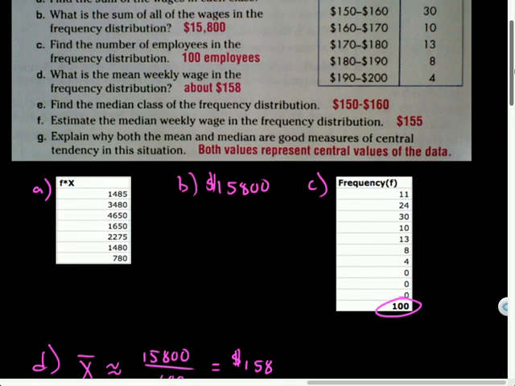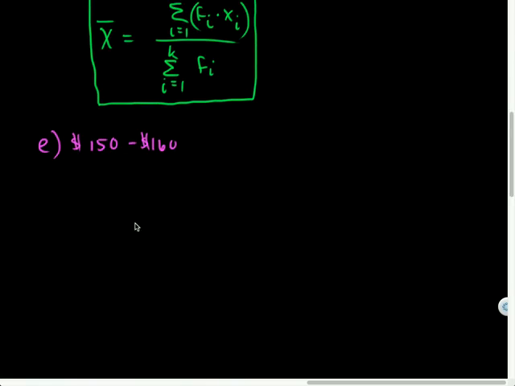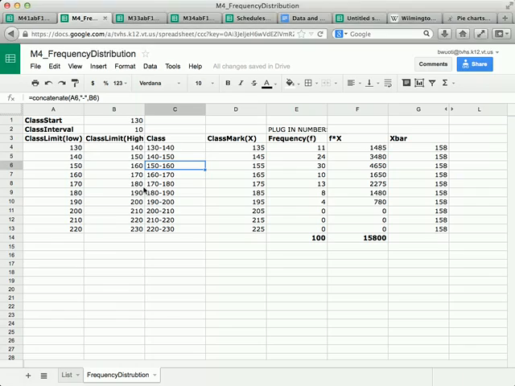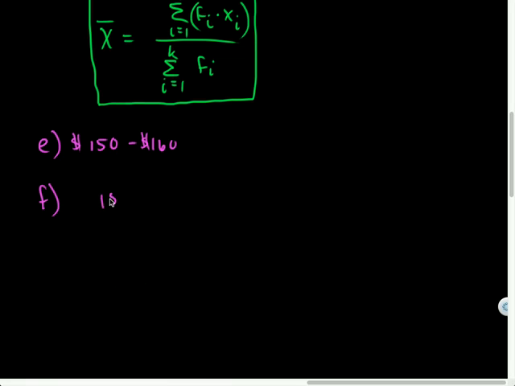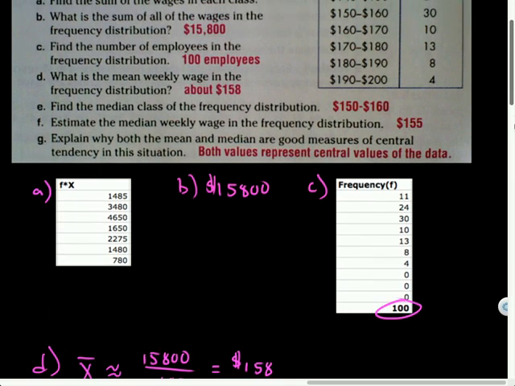Let's see, F says estimate the median weekly wage in the frequency distribution. So this is going to be an estimation because, like I said, I know that the median class is this, but I don't know how much each of those employees are making. I know 30 of them earn some amount of money within that range, but we don't know the exact value. So the best estimation I can give is the class mark. And that's why the answer to F is $155. We didn't talk about medians in a frequency distribution, but it's an interesting concept.